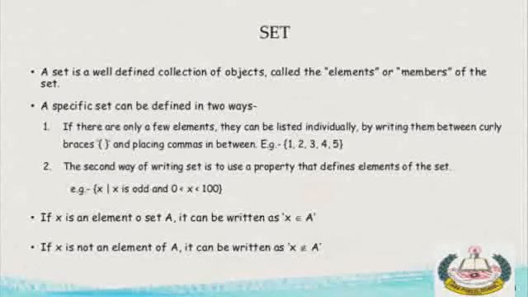Set. A set is a well-defined collection of objects called the elements or members of the set. Well-defined means having a proper or clear meaning which is acceptable everywhere. Whenever we make a set, we have to take well-defined objects.